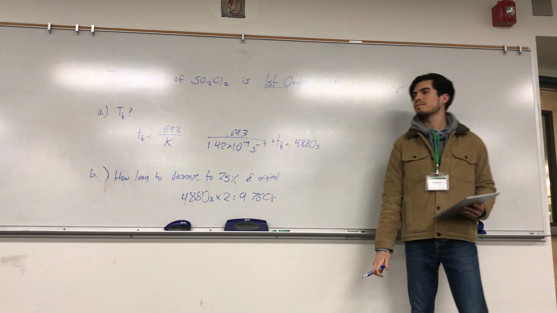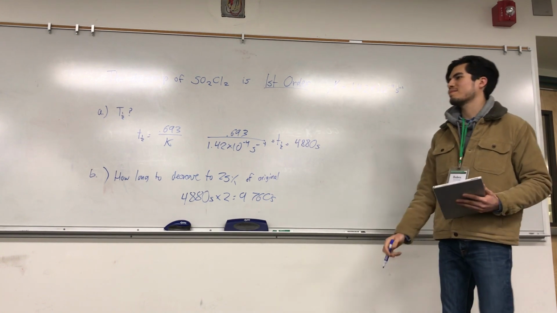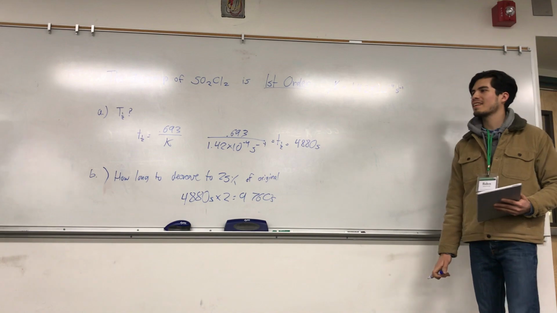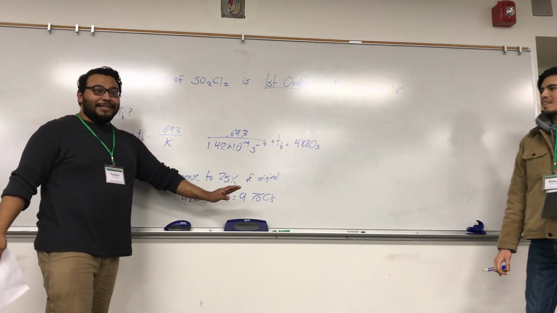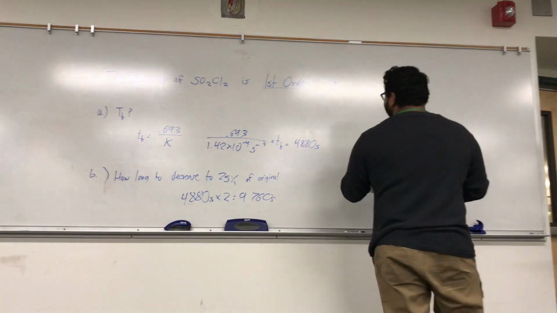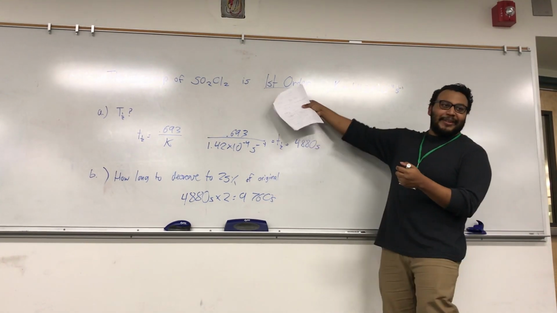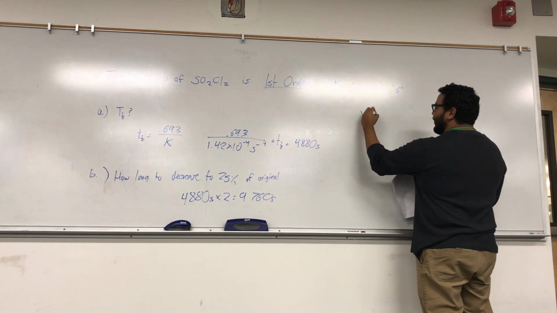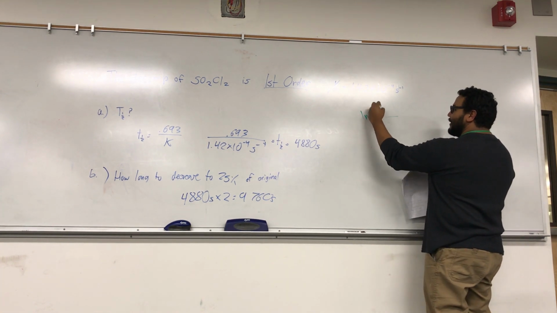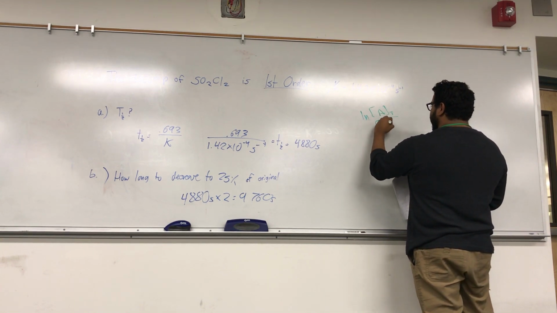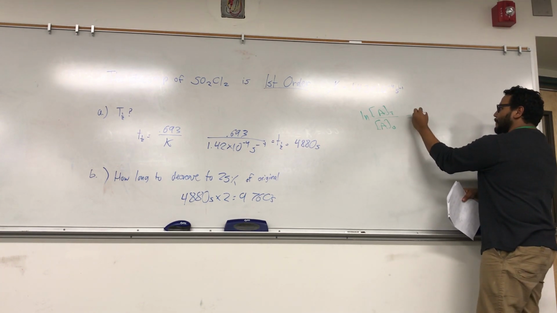Can I show you a different way too, just in case you forget? Yeah, you can do it. Let's say you didn't know that. It told me it's first order, so I used the first order reaction. So it's the natural log, and there's a secondary form of it, A at time t over A initial. Remember that?